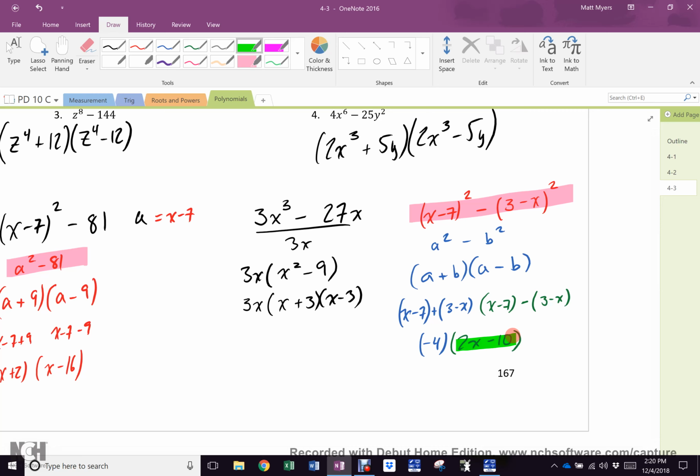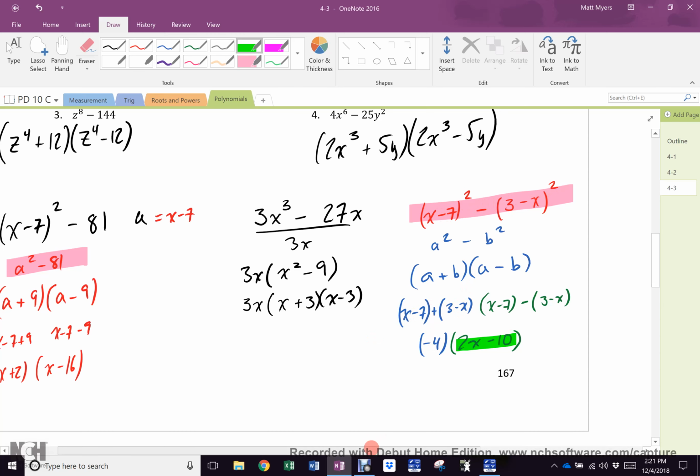Why isn't there a 2x with the negative 4? Because it's x plus negative x. Oh, so they disappear. Okay. That's the hardest factoring you have seen.